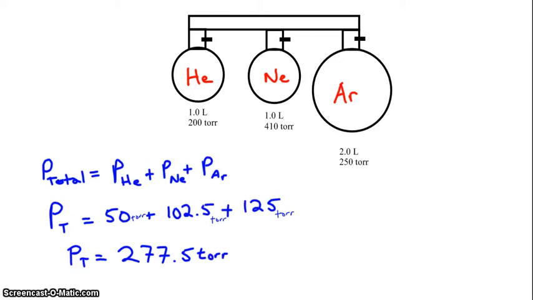Using Dalton's law of partial pressures, the total pressure is going to equal the pressure of all the individual gases in the system. So the total pressure is going to equal the pressure of the helium plus the pressure of the neon plus the pressure of the argon. So using the values we just calculated, P total is going to equal 50 torr plus 102.5 torr plus 125 torr. Adding those 3 numbers up, the total pressure of the system after all 3 stopcocks are open will be 277.5 torr.